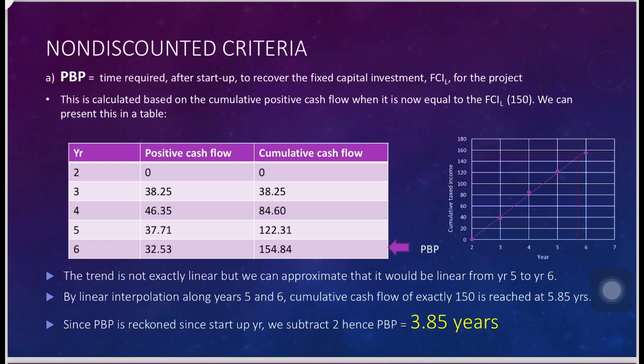So by linear interpolation along years 5 and 6, the cumulative cash flow of exactly 150 is at 5.85 years. But since payback period is reckoned from startup year, we subtract 2, because we are still constructing in the first 2 years. So the payback period is 3.85 years. So after startup, you need 3.85 years to recover your fixed capital investment.